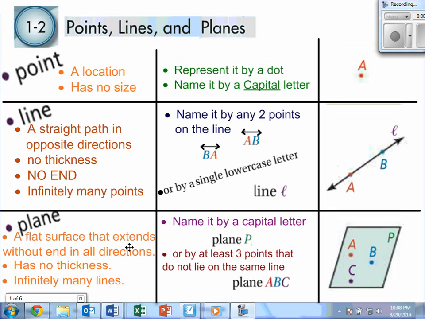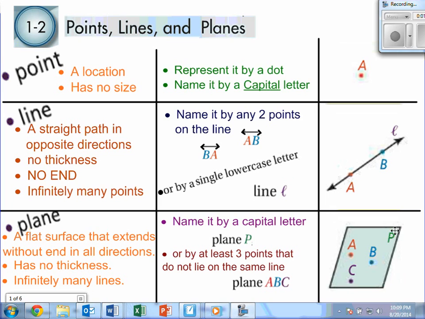A plane is a flat surface that extends without end in all directions. This is a picture of part of a plane, and it's showing that it goes in all directions. A plane has no thickness, and it has infinitely many lines and points on it. You can name it by a capital letter, like plane P, or by at least 3 points that don't lie on the same line, like plane ABC. You would not call this plane A, because we're not naming it by a single point.